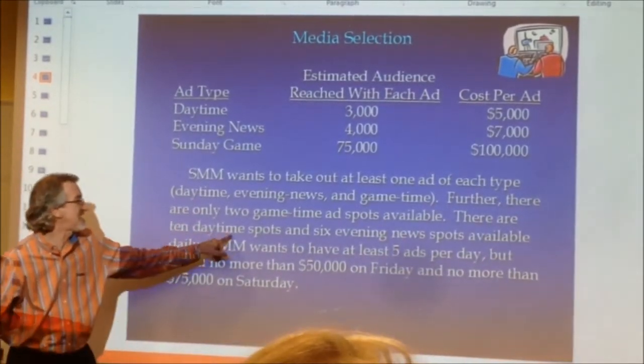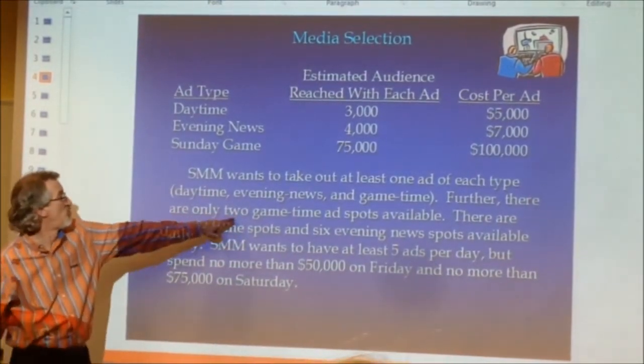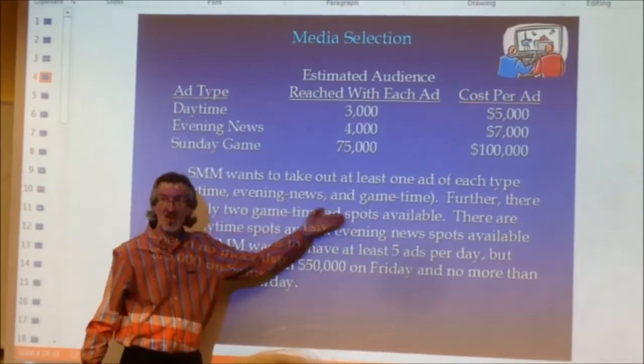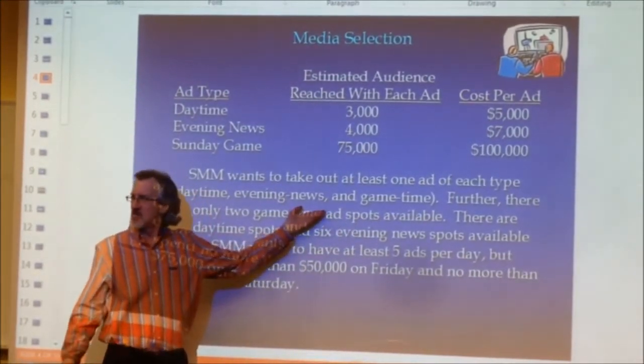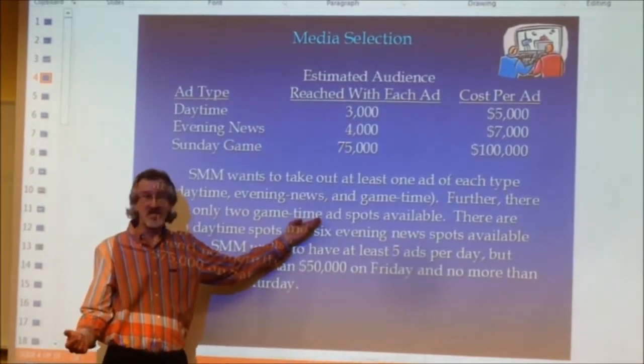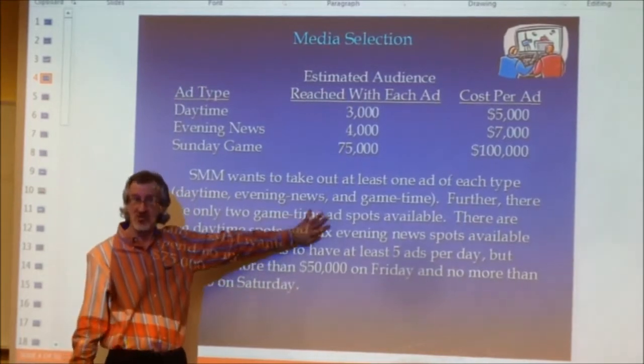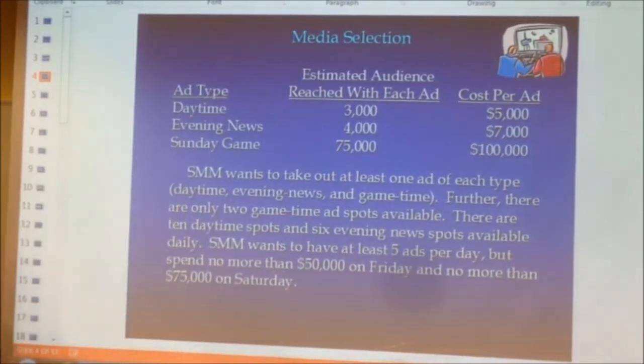There are 10 daytime spots available. Really? Hang on. There are 2 game time ad spots available. Well, is that a variable? Is that an objective function? A constraint? What is that? Constraint. Limitation. Less than equal, greater than equal. Less than equal, because there's only 2 of those available. So less than equal to 2 is that one.